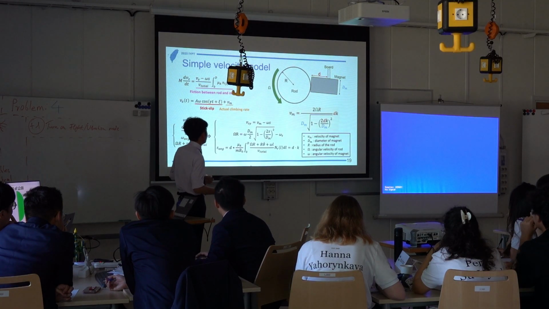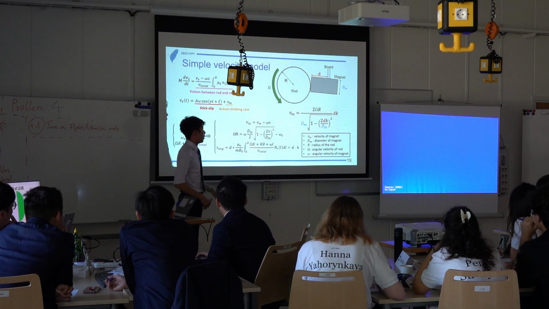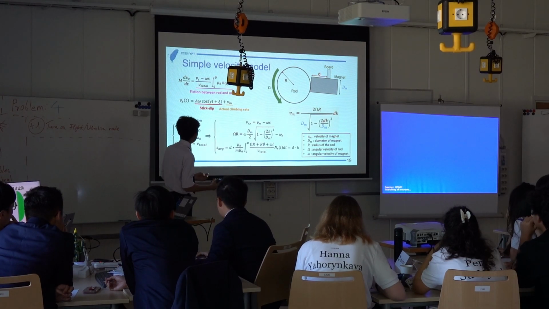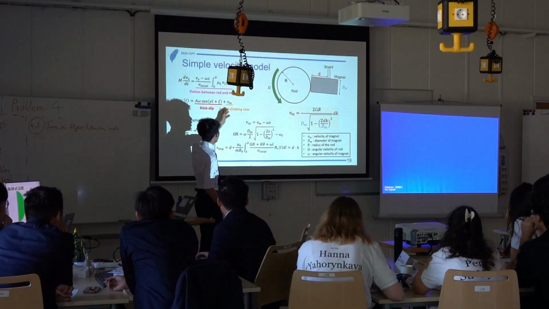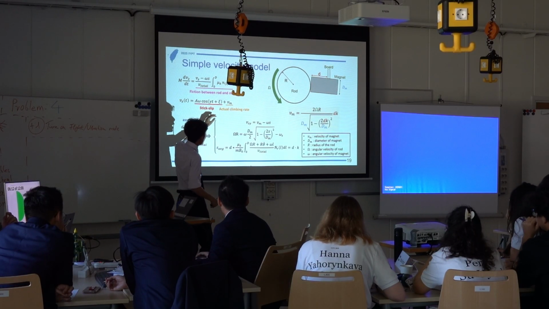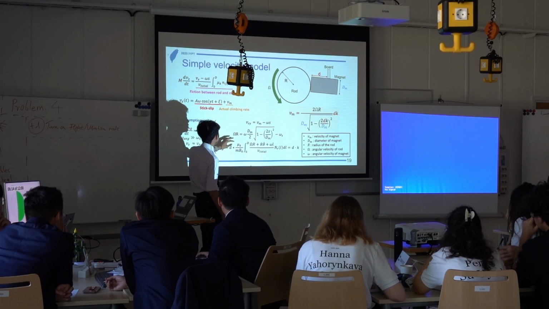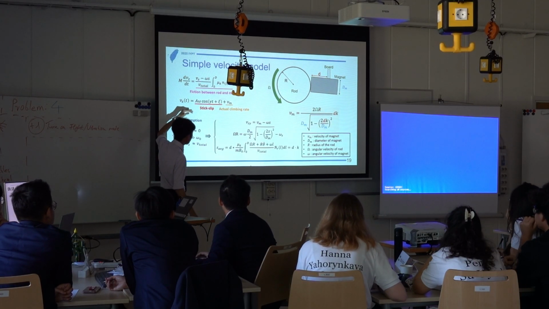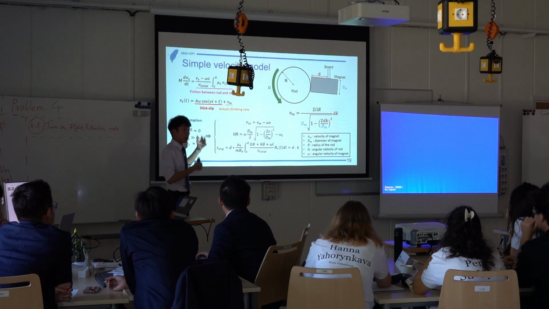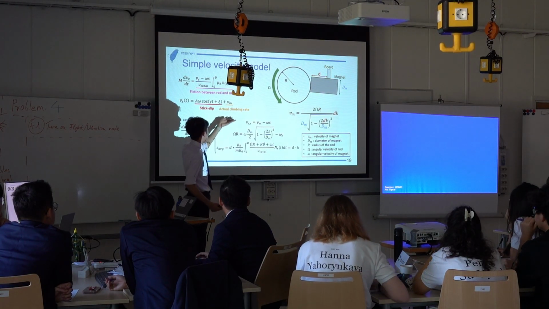Adding this condition, we can get a simple velocity model for the hopping magnet. We can see that the velocity here is equal to a constant term adding a dynamic term. The constant term represents the actual traveling rate, because if we take the average of the velocities, the velocity here is the traveling rate.